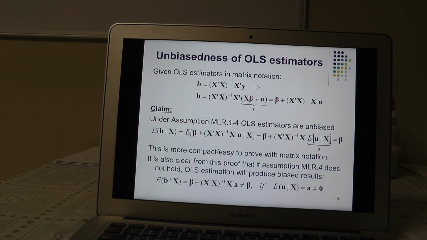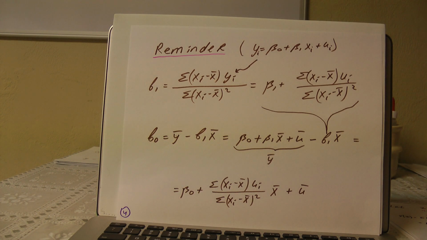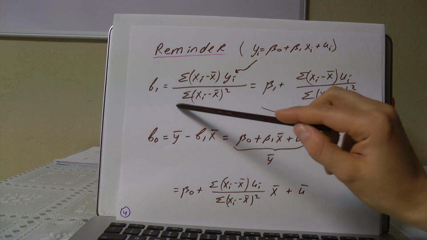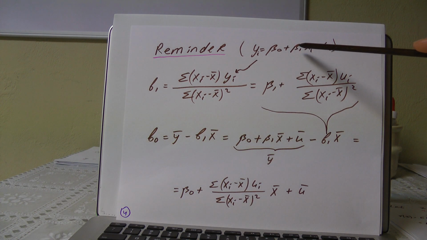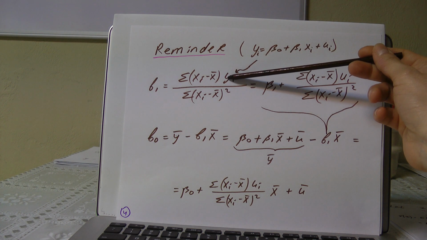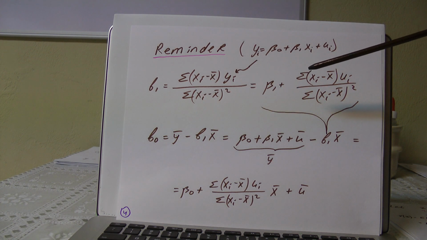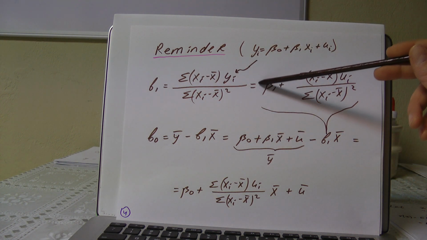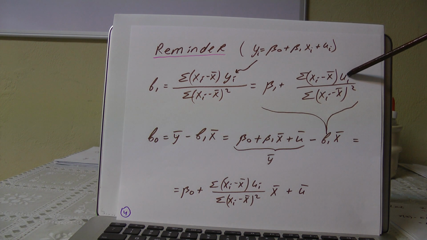Here's a quick reminder for you. This is something that we already did back then, and this is how it looked. After we receive the formula for B1, the OLS formula, we can insert what yi is, beta 0 plus beta 1 xi plus ui, simple linear regression. Once you insert it, we open this bracket and simplify a little bit. What we received was that this is equal to beta 1 plus stuff, and this stuff has x's and it has errors in it.